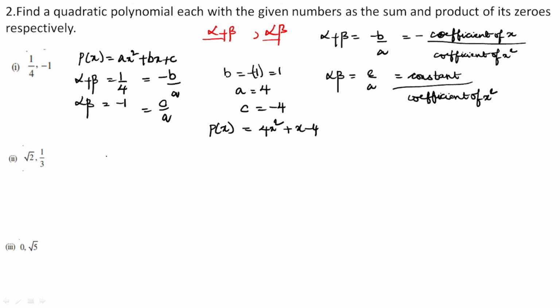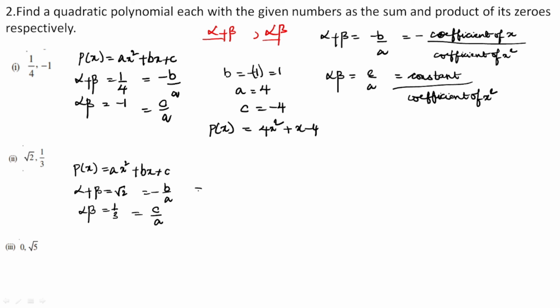Let us consider the second question now. p of x equals ax square plus bx plus c. The sum of the roots, alpha plus beta, is given as root 2, and the product of the roots, alpha beta, is given as 1 upon 3. So the sum of the roots is minus b by a, and the product of the roots is c by a.